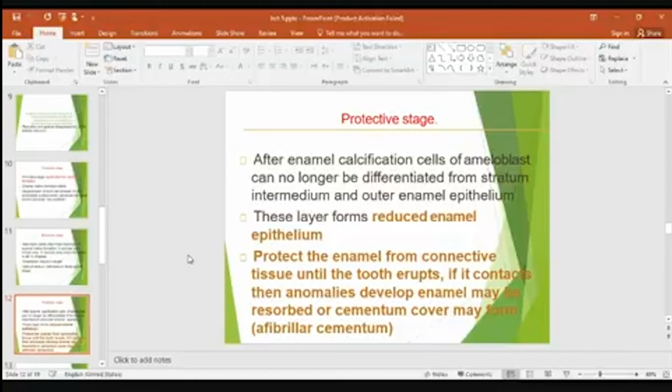If there is contact, if the reduced enamel epithelium has a defect or abnormality, the newly formed enamel comes into contact with the connective tissue. Imagine, we have cementum. Cementum is the protective layer of the root, the layer that covers the root. Just as we have enamel in the crown, we have cementum in the root. So in these anomalies, if there is a defect in the reduced enamel epithelium and contact occurs between the newly formed enamel and the connective tissue around it, we have anomalies, like fibrillar cementum. A layer of cementum forms on the crown, which is an anomaly, something abnormal, if any defect happens at this stage.